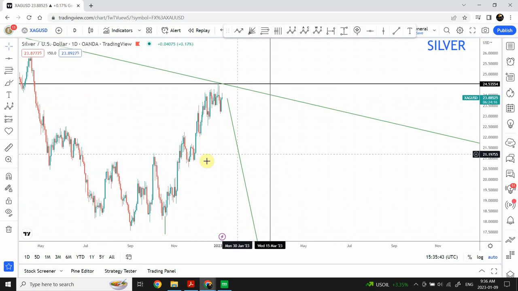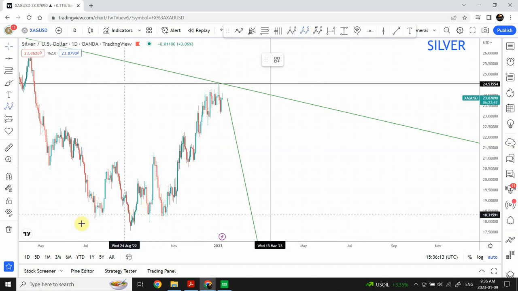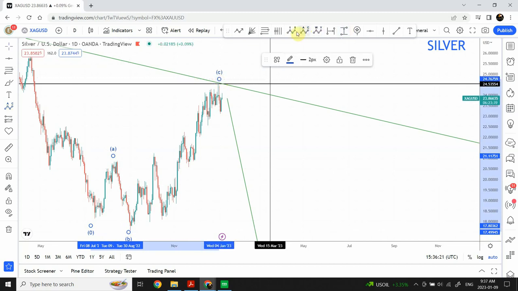Once again, the pattern is overlapping. We can definitely give it a different kind of ABC structure. We have an A right over here, we have a B right over here, let me delete that, and then we have the whole C right over here. Within C, it looks like the last part of the wave is also forming an ending diagonal. Let me quickly over-label it in case you are missing some points. This is an A, that's the B as per my own analysis, and this is wave C. Within wave C, we are seeing a 5-wave structure.